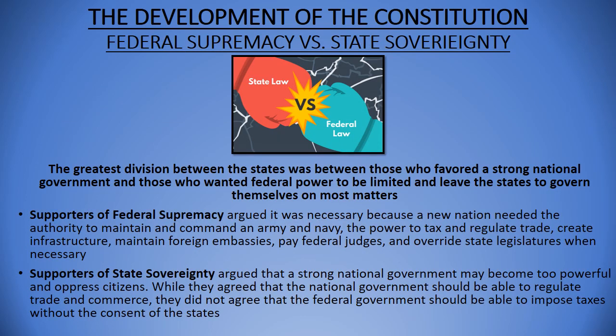Another big issue, this one's already been noted, was between federal supremacy versus state sovereignty. How are we going to balance the two? We don't want too strong of a national government, but it definitely needs to be stronger than under the Articles. And states still want to retain a good amount of autonomy and power for themselves as well. They don't want to just be overruled by the federal government at every step.